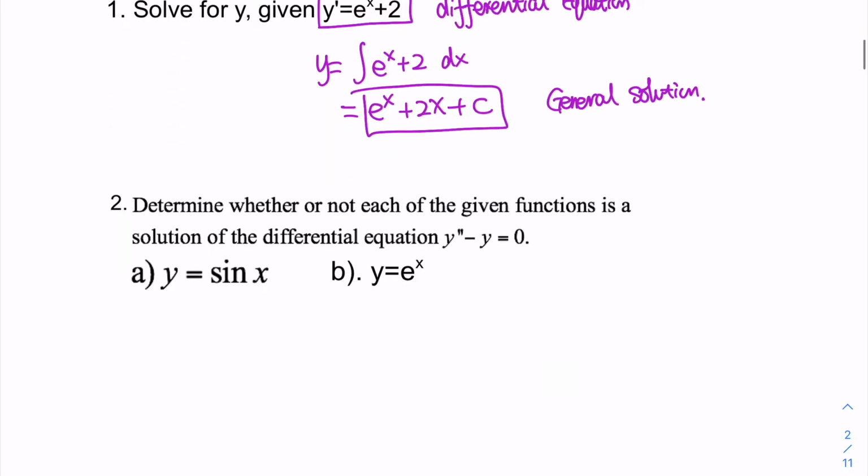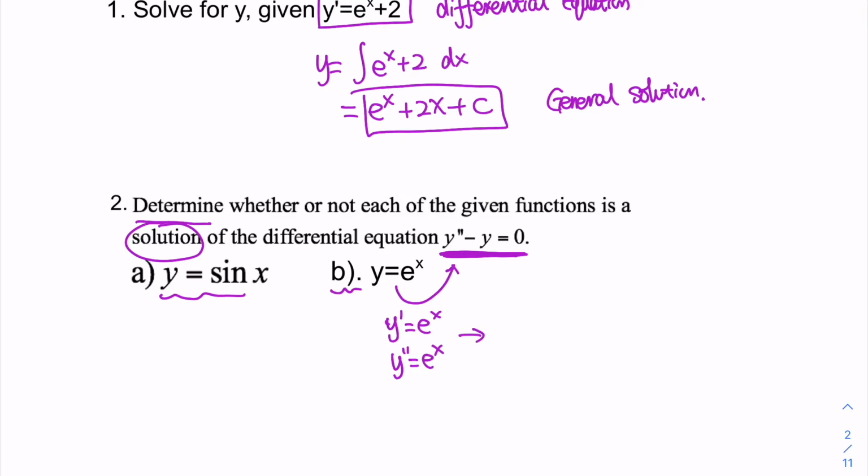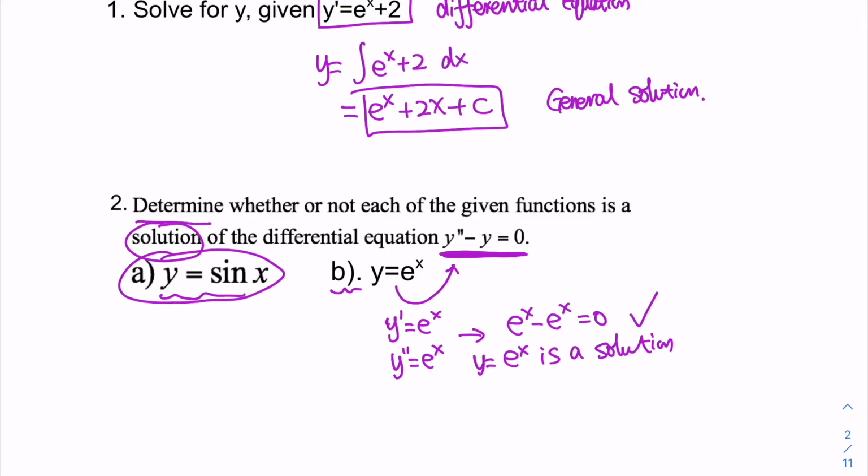Let's look at example 2. Determine if the following function is a solution of the differential equation here. How do we check if the function is a solution? We just need to plug it in. If the left equals the right, then it's a solution. For example, if we plug y equals e to the x in, because y prime equals e to the x, we get e to the x minus e to the x, which is 0, so it satisfies this equation. So e to the x is a solution. You can check this one yourself and compare with my answer key.